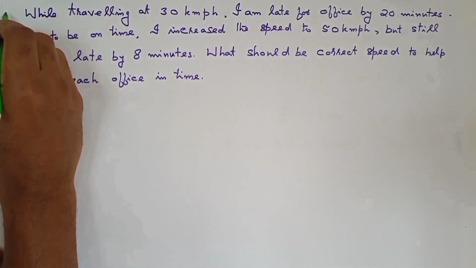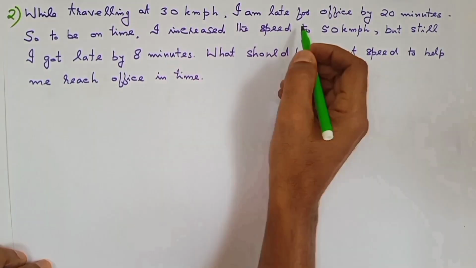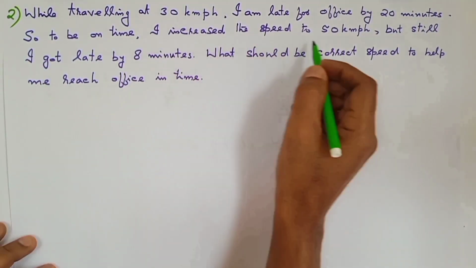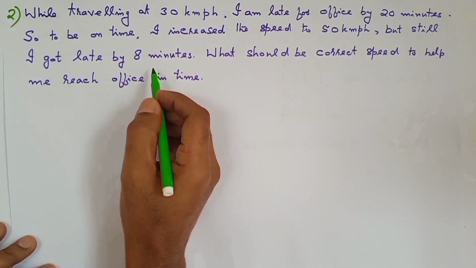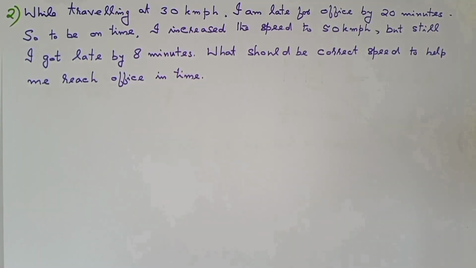The second problem is this. While traveling at 30 km per hour, I'm late for office by 20 minutes. So to be on time, I increased the speed to 50 km per hour, but still I got late by 8 minutes. What should be the correct speed to help me reach office in time? We don't know the distance between home and office.